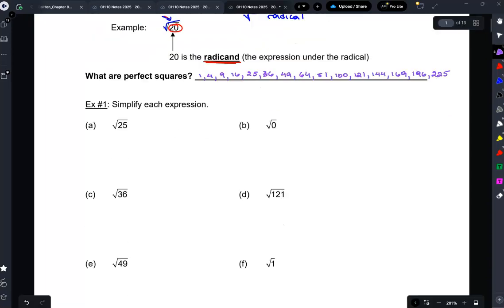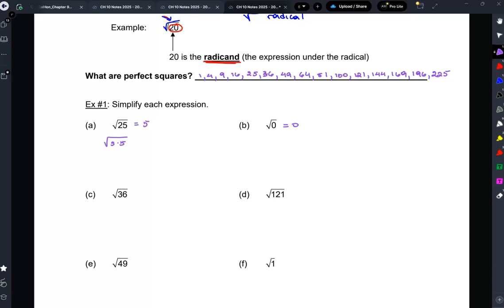So now, if I have the square root of a number, with perfect squares, basically I'm looking for what number times itself gives me 25. If I have the square root of 25, what's 25? It's 5 times 5, right? So the square root of 25 is 5. Now, the square root of 0, we're just going to remember it's 0.